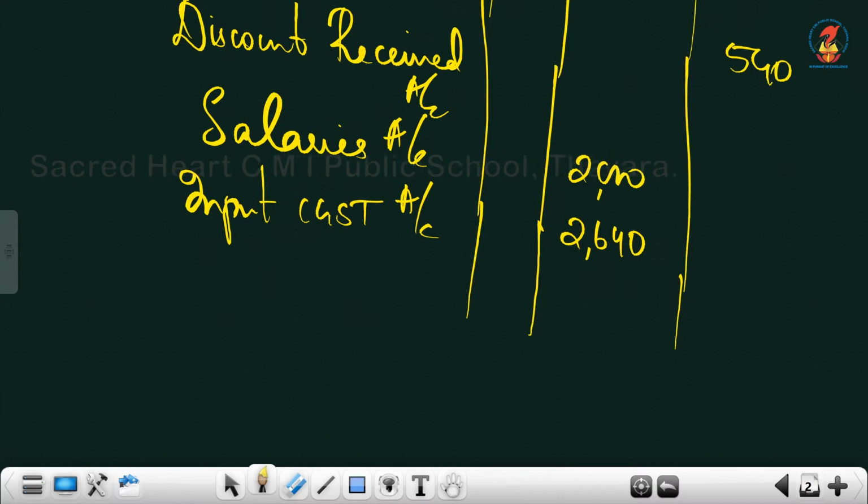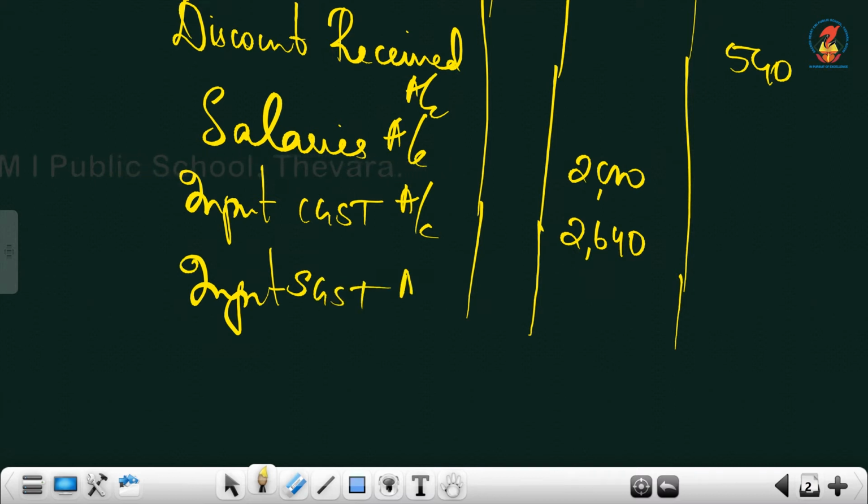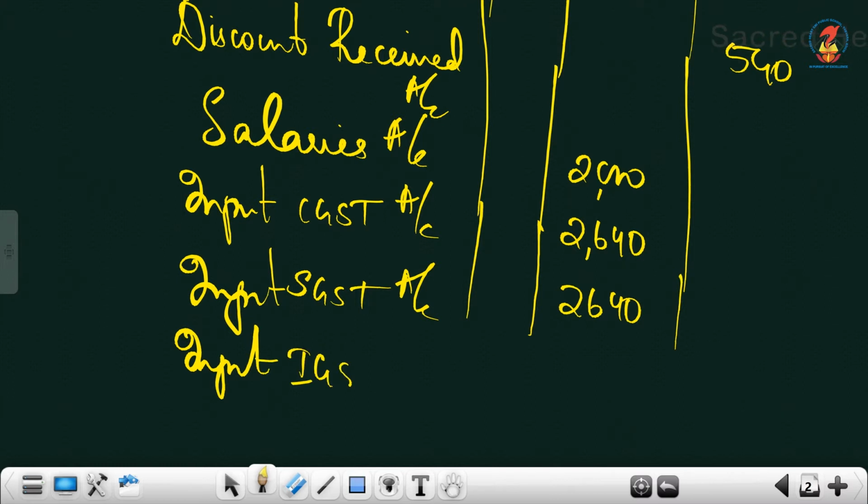Then we have input SGST. For that also on the debit side you are getting the brought down figure. The amount is the same, 2640. Then we have input IGST. For that also the brought down figure is on the debit side. It is 4200.